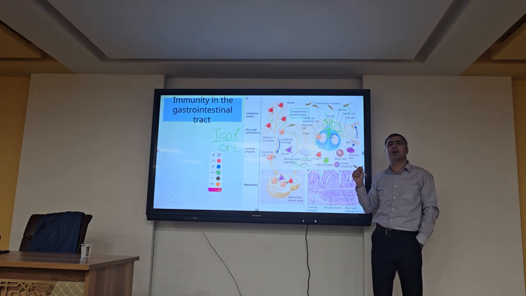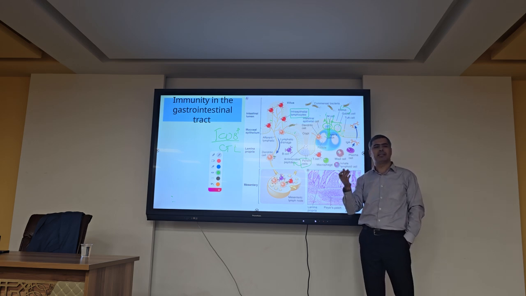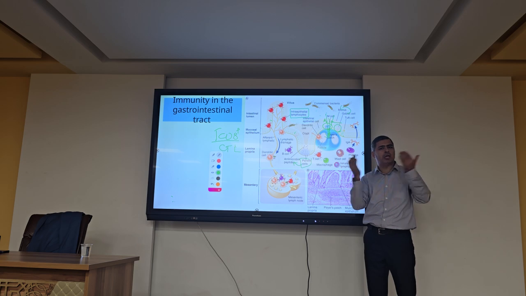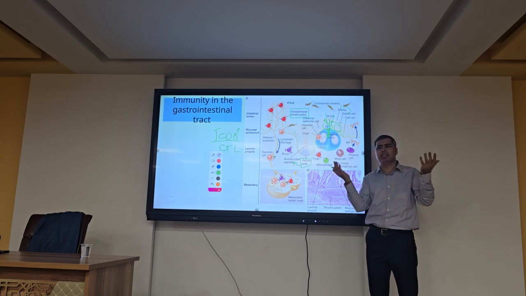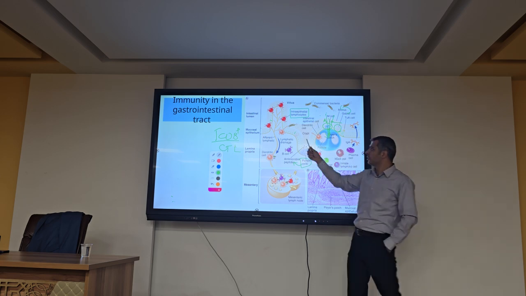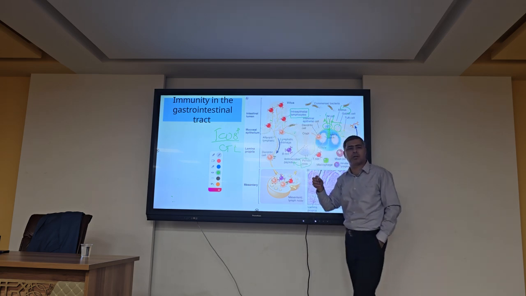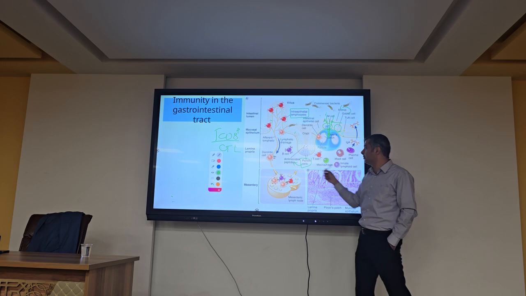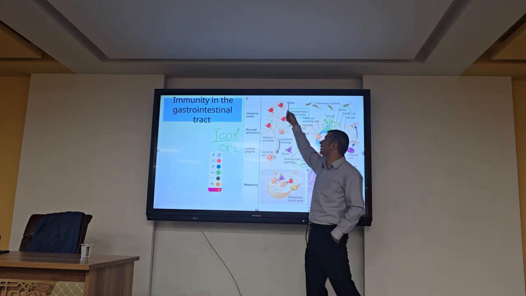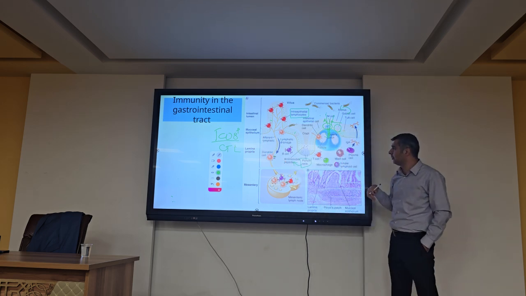What's the main role of cytokines? Signal transportation, or communication. Cells of the immune system need to talk to each other, and one mechanism of communication between cells of the immune system is the production of cytokines. So intraepithelial lymphocytes and epithelial cells will produce cytokines in order to inform other cells that something abnormal is going on here. It's information.